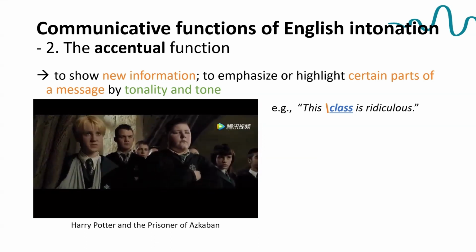In this example, students are learning a boggart-banishing spell, ridiculous, which sounds like ridiculous. Draco thinks this class is ridiculous. Ridiculous here can be seen as a piece of old or given information, so the nucleus occurs earlier on the last piece of new information, that is, class.